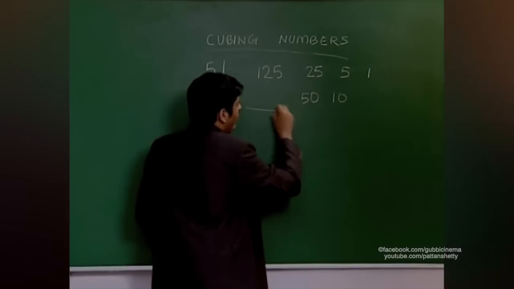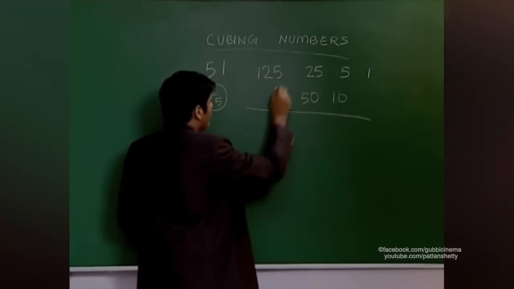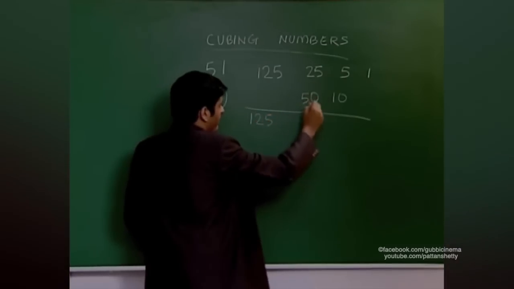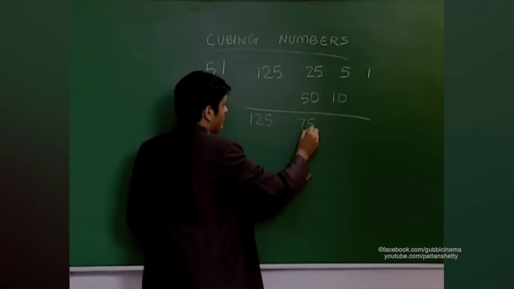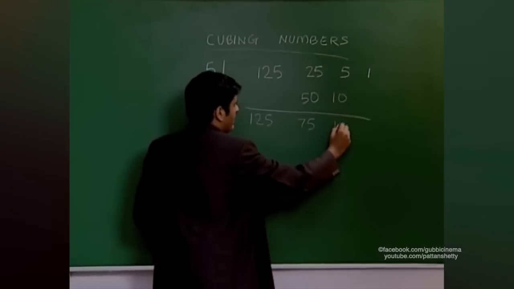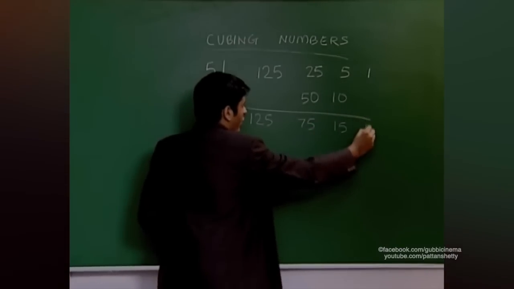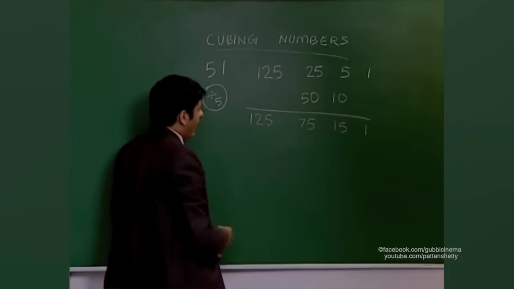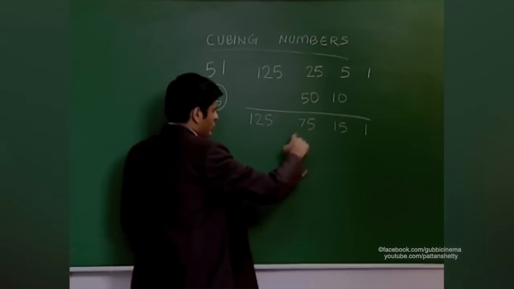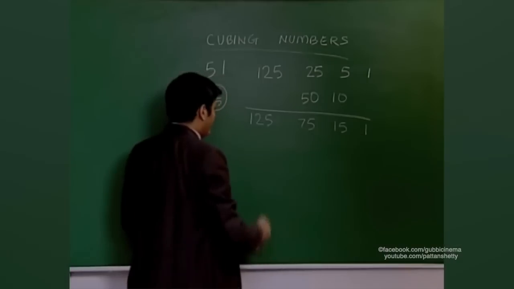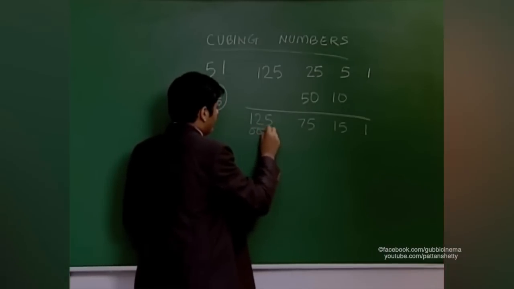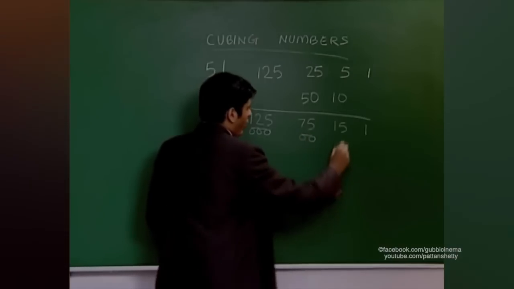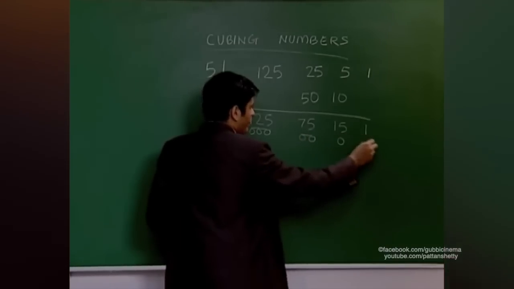Let us add all of it. 125 comes down as 125. 25 plus 50 is 75. 5 plus 10 is 15. 1 comes down as 1. Now, as always, I put 3 zeros behind this, 2 behind this, 1 behind this, none behind this. So 3 zeros over here, 2 zeros over here, 1 zero over here, nothing over here.